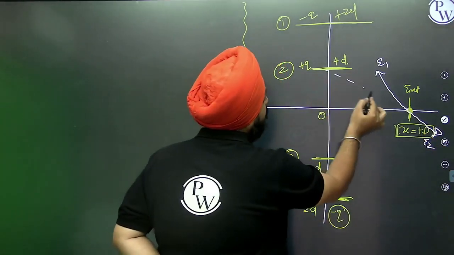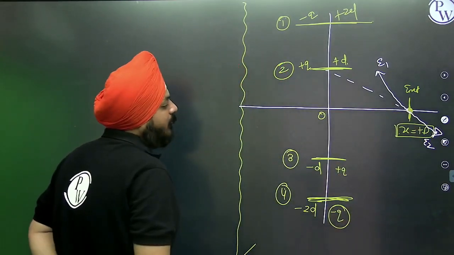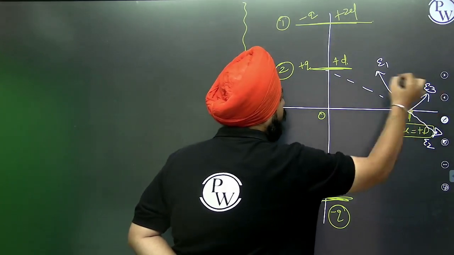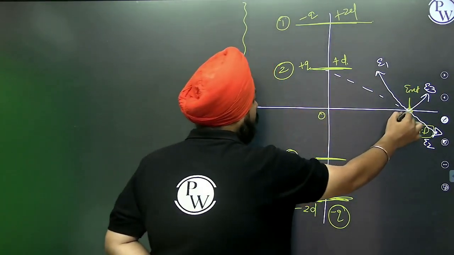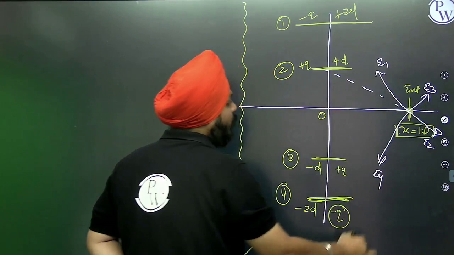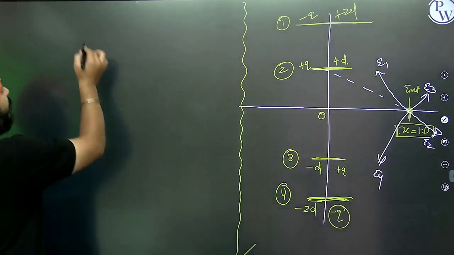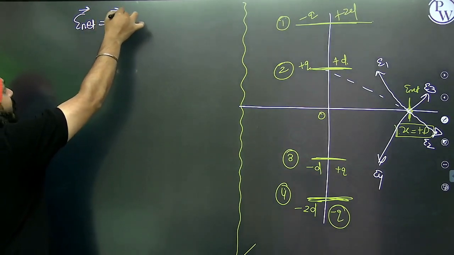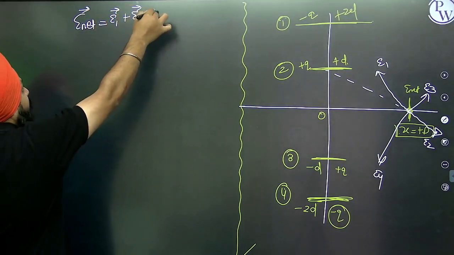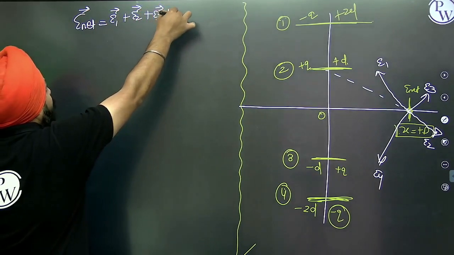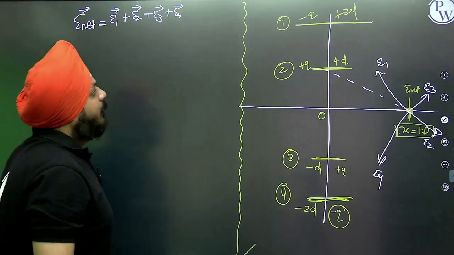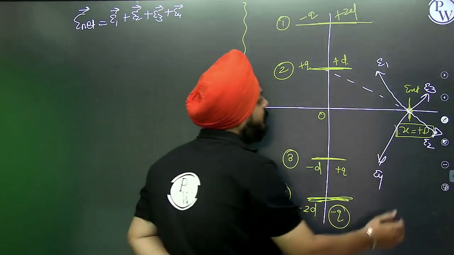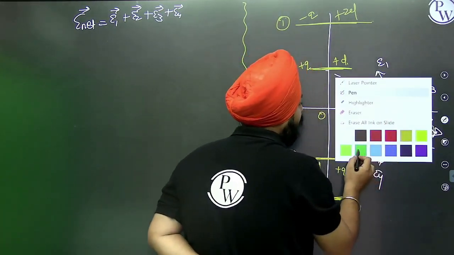Like this way, 3 is a positive charge, so this electric field is because of 3. And this electric field is because of 4. So the net electric field, this question is going to be quite long, is E1 vector plus E2 vector plus E3 vector plus E4 vector. Plus Q and minus Q, so some things are going to get cancelled out.